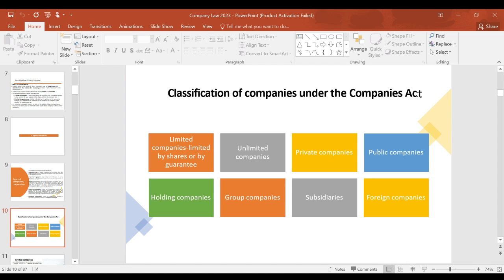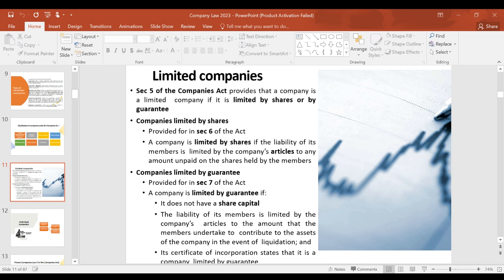So let us now look at the classification of companies under the Companies Act. There are several classifications on how a company can be classified. So we have a limited company. What is this? Section 5 of the Companies Act provides for a limited company which is limited either by guarantee or by shares, as we've already looked at in our previous slide.